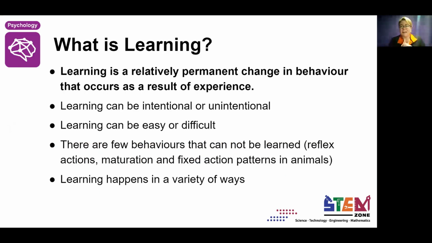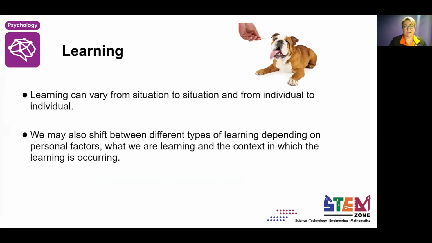So what is learning? It's a relatively permanent change in behavior that occurs as a result of experience. Now, that experience is what we're talking about today in observational learning. We're observing people in our environment and learning behaviors through them. So it can be intentional or unintentional, easy or really difficult. Some behaviors aren't learnt, and we're not looking at those in our study design other than a spinal reflex. It happens in a variety of ways. It depends on the situation and the individual as to the type of learning that occurs, and we can shift between different types of learning.